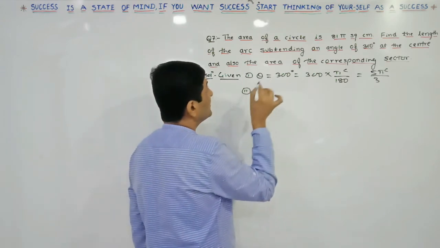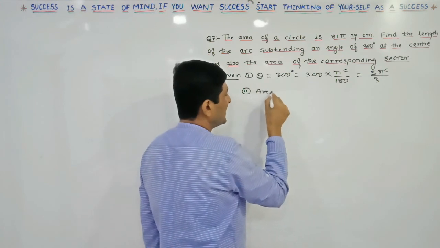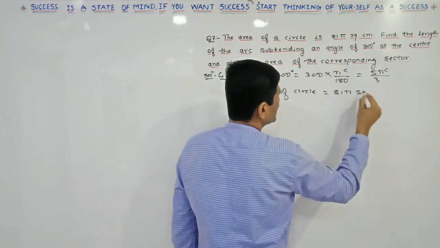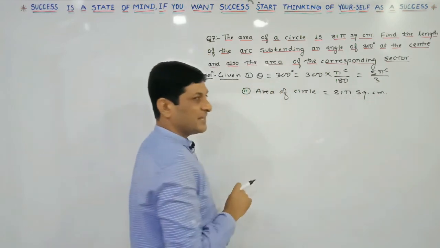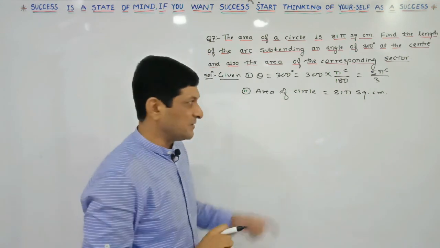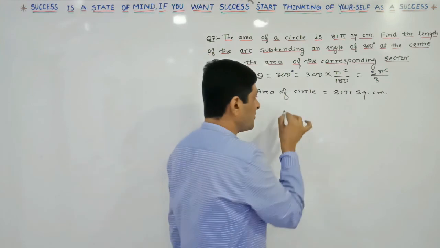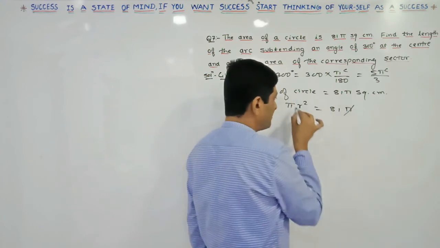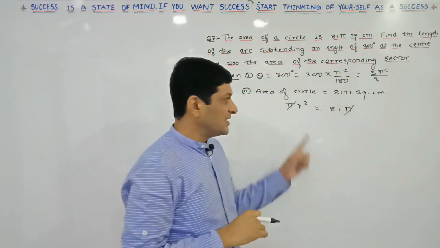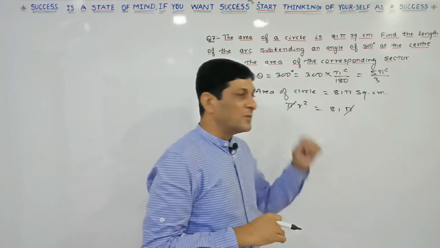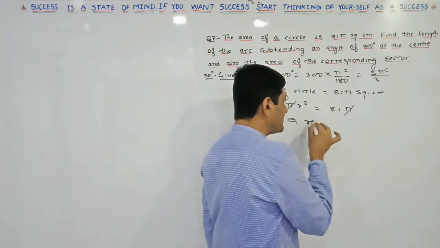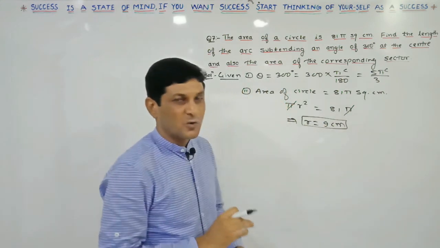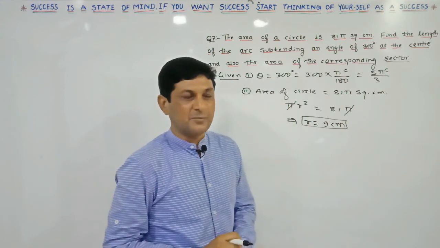Now, what is the second given condition? Area of the circle. What is the area of the circle? 81 pi square centimeter. It is given to us that the area of the circle is equal to 81 pi square centimeter. Replace the area of circle by its formula. What is its formula? Pi r square. On this side, 81 pi, keep it as it is. After cancelling pi and pi on both sides, which are the remaining terms? R square is equal to 81, which implies that r is equal to, taking the square root on both sides, 9 centimeter. In this way we have got the radius. Radius is equal to 9 centimeter.